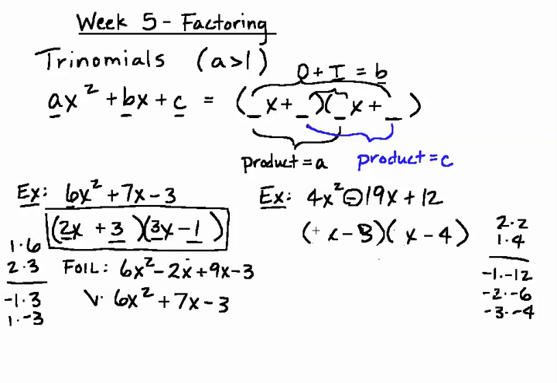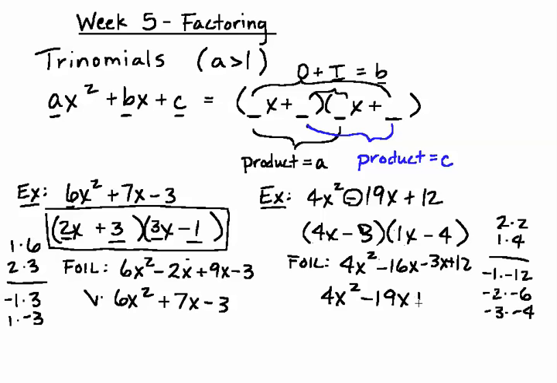All right, so I'm going to put a 4 in my first parentheses and a 1 in my second parentheses. And then when I check, I get 4x squared minus 16x minus 3x plus 12. And the more practice you get with this factoring, the quicker it will become. You'll be able to notice patterns and be able to find the correct combination of numbers quicker. Negative 16x minus 3x is negative 19x, which is what we needed.